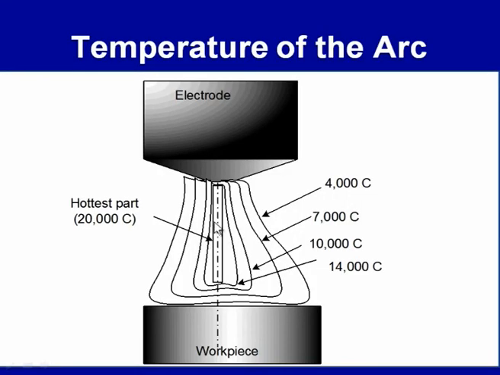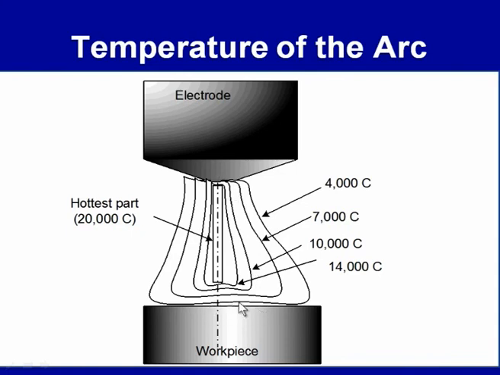So, the peak temperature is 20,000 degrees centigrade along the axis of the arc. As we move away from the axis of the arc, the temperature is reduced, say to 14,000, and then 10,000, 7,000. So, the temperature varies as we move radially away from the axis of the arc. Similarly, the temperature is also low at the tip of the electrode and near the workpiece surface.